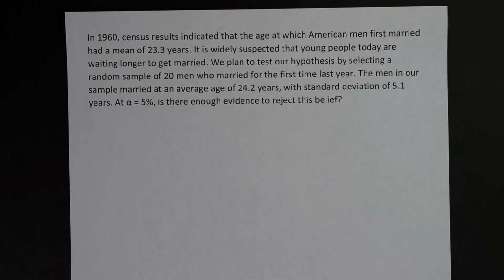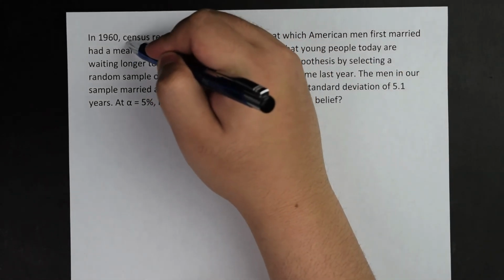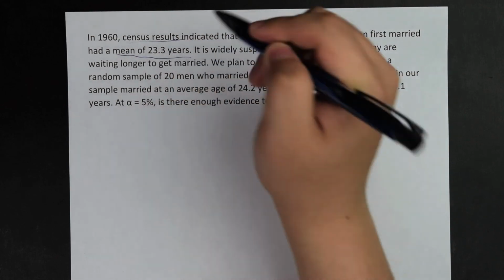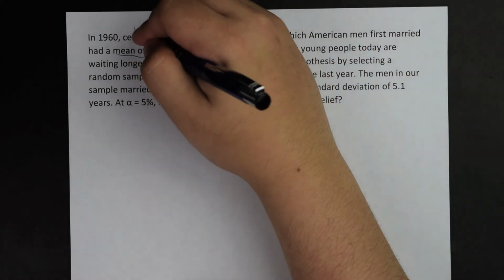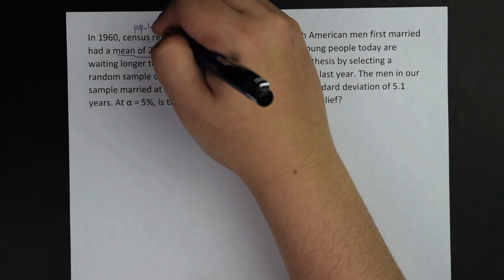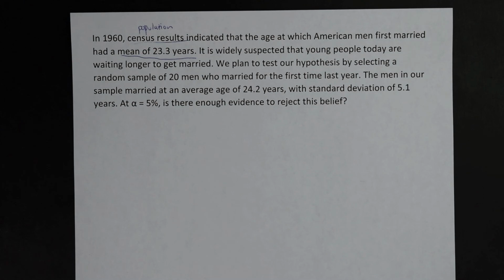Okay, so the first thing I noticed right off was that they told me this. They stated that the census result from 1960 resulted with a mean of 23.3 years. That is my population value. So usually, if they explicitly tell you something like that, a value that's separate from a sampled group, that is going to represent my population.